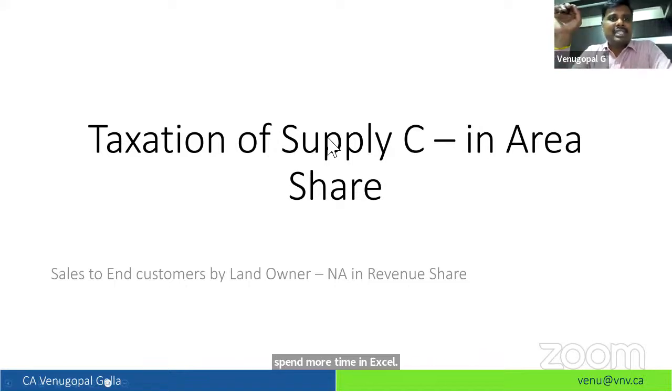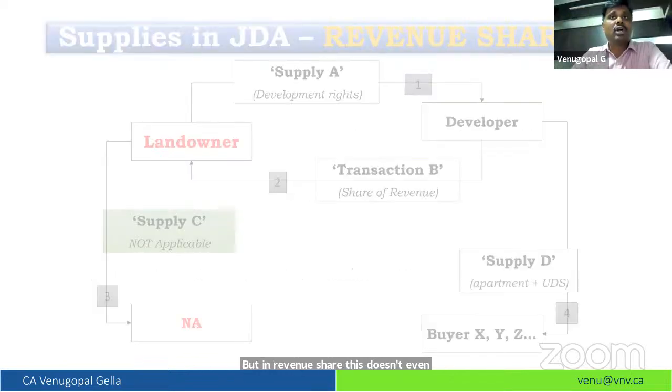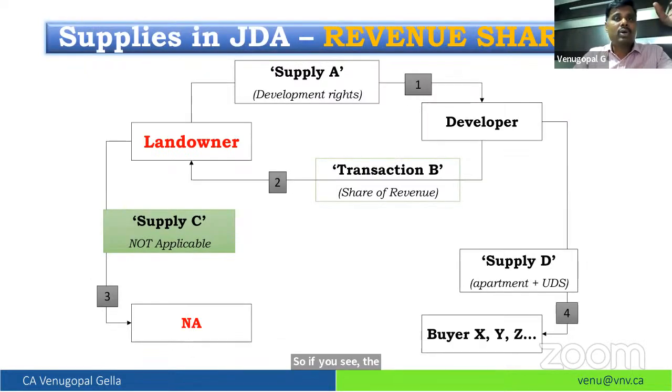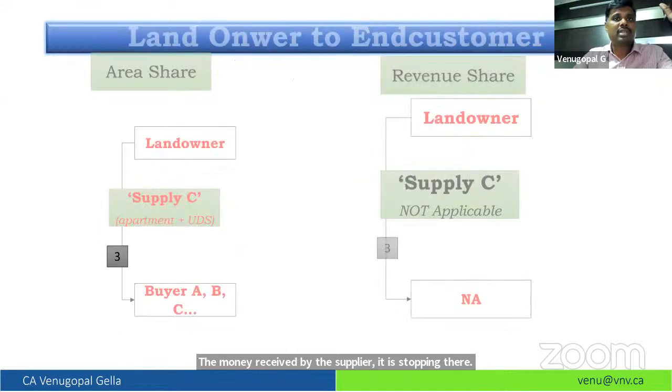Supply C, which is in an area share, the landowner used to sell to the end customer. But in revenue share, this doesn't even apply. So this next leg of transaction will not be there. So if you see supply C, the landowner to the end customer, the money received by the supplier is stopping there. So we cannot say the taxation of supply C.